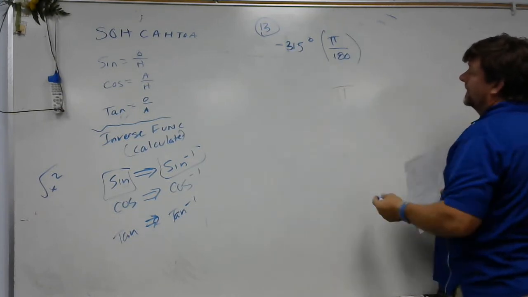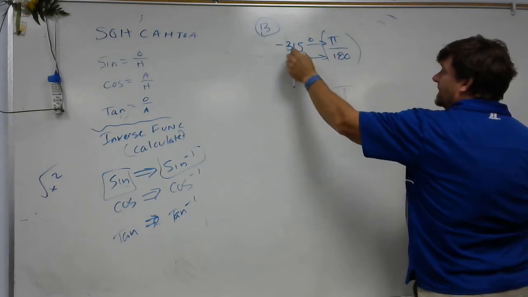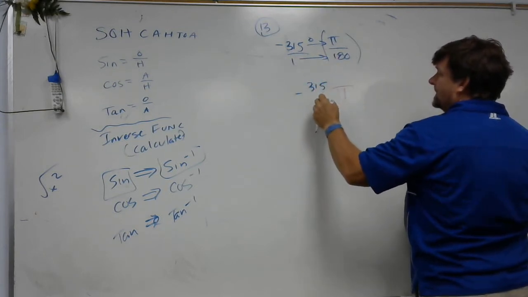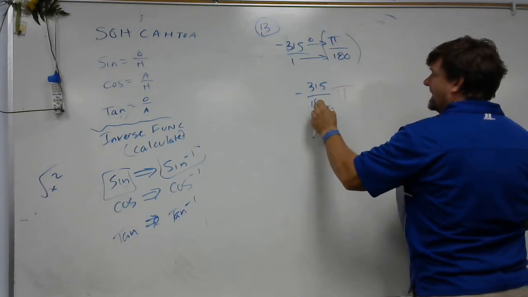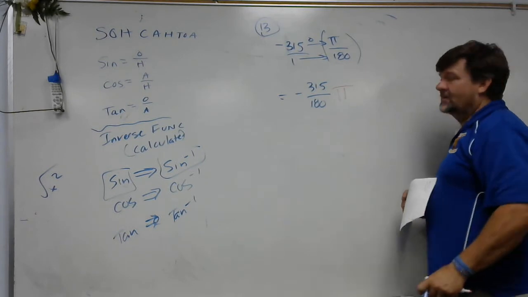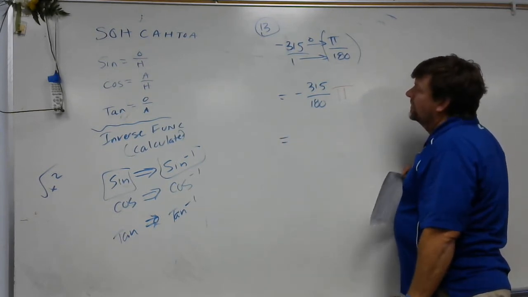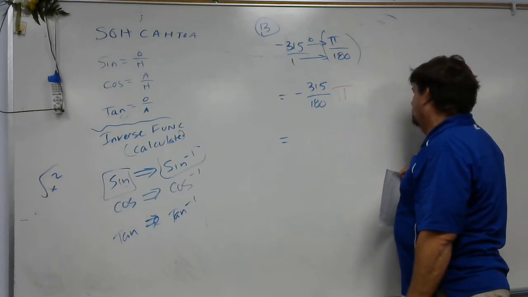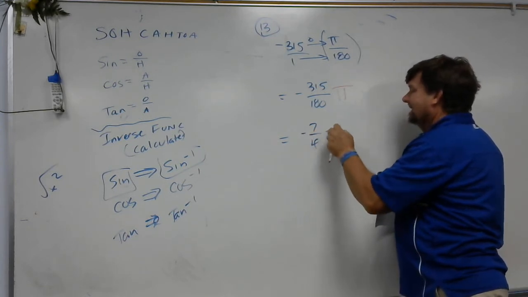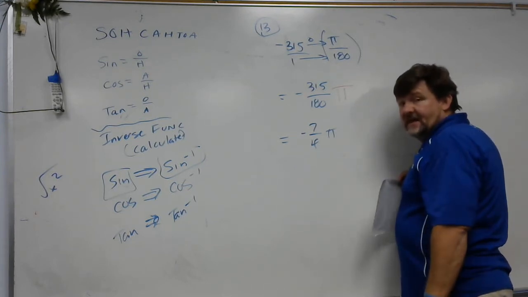Okay, so here we go. Then we multiply these straight across. Remember, there's an imaginary 1. So I get negative 315 over 180 pi. That's my answer. You got to do some crazy figuring out here. So negative 7/4 pi. That's my answer. I'm sticking to it. You're probably asking me how the heck I did that.